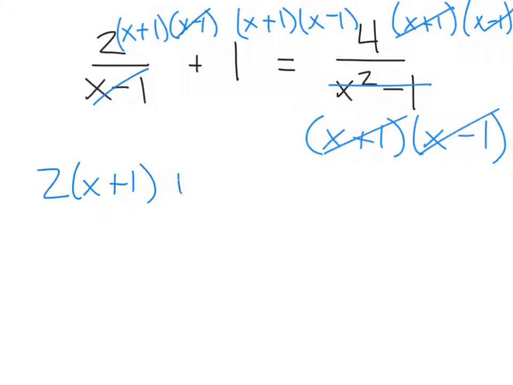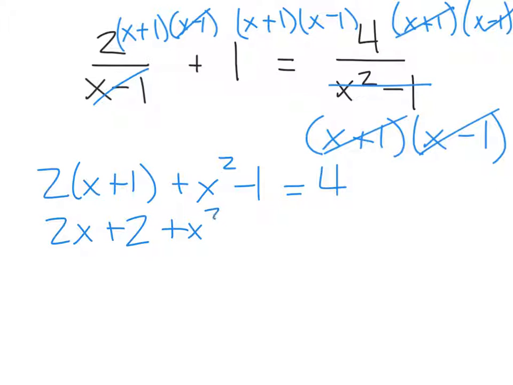What we have left over in the middle piece is 1 times the x plus 1, x minus 1, and I'm just going to call that x squared minus 1, so we don't have to multiply it back out. And on the right hand side, all the x plus 1s and minus 1s canceled, so we're just left with 4. Now this equation has an x squared in it, so we're going to have to rearrange it as a quadratic. First, we distribute the 2 here, so we'll get 2x plus 2 plus x squared minus 1 equals 4.